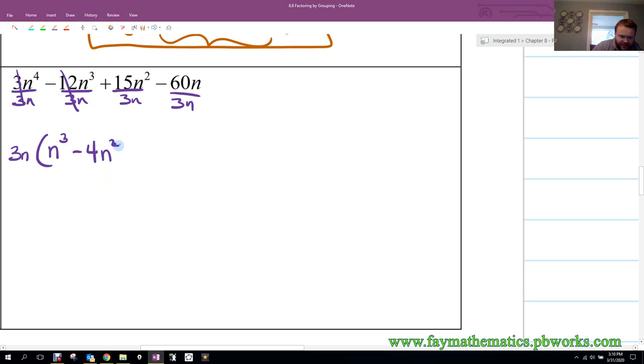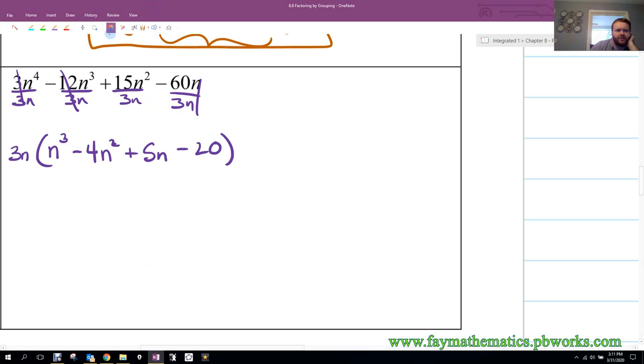If we do this right, you're going to see that these exponents are all 1 less than what they started as. So 4 goes down to 3, 3 goes down to 2, 2 goes down to 1. So 5n to the first. And then this goes down to 0. So 60 divided by 3 is then 20.